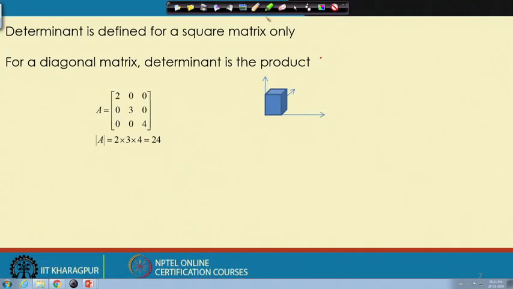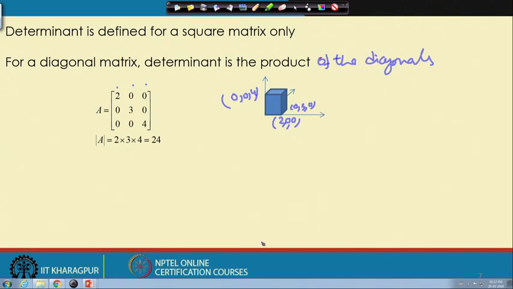Now, if we have a diagonal matrix, the determinant or the volume measurement is very easy, it is the product of the diagonals. Why? If I have a diagonal matrix, the vectors are 2 0 0, 0 3 0 and 0 0 4. So, each vector is the distance along one of the axes. Therefore, it is a brick shaped element, and the total volume is the multiplication of the lengths, and the determinant comes to be the multiplication of the diagonals.